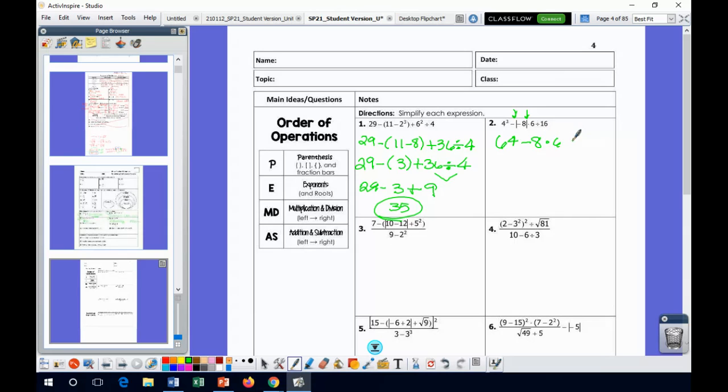Times 6 divided by 16. So what is the very next operation that we're going to do? Multiplication and division. And what order do we do it? Left to right. 8 times 6 is 48. Minus 48 divided by 16.